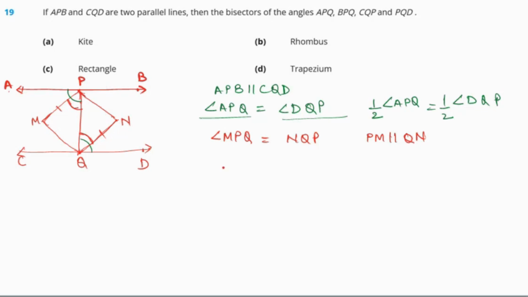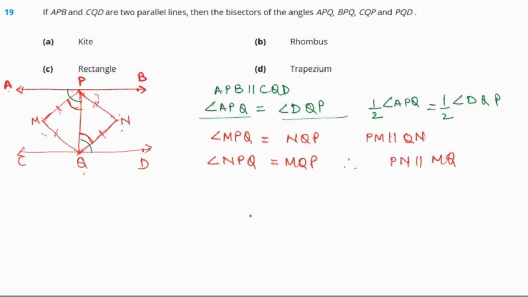Okay. Now if we do the same thing with the other set, we will be getting angle NPQ equal to angle MQP. Correct. And on the basis of that, we can say that PN will be parallel to MQ. Okay, PM is parallel to QN and PN will be parallel to MQ. Okay, so all these sides are parallel.